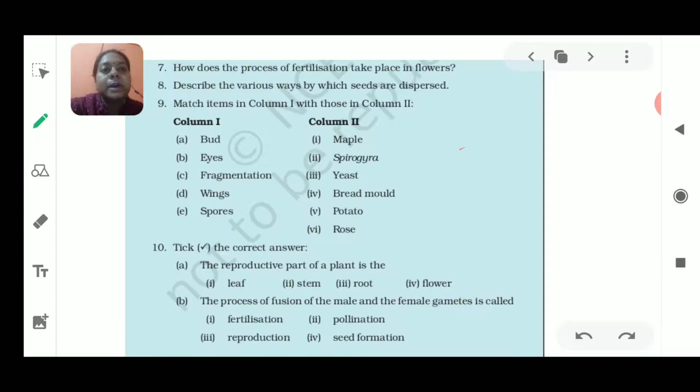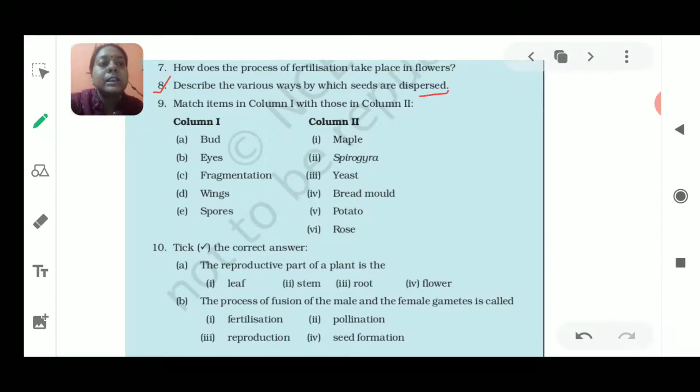Now we'll discuss the next question, that is question number 8. Fine. This question number 8 says, describe the various ways by which seeds are dispersed. Now what are the various ways of seed dispersal? First of all, write down what dispersal is.